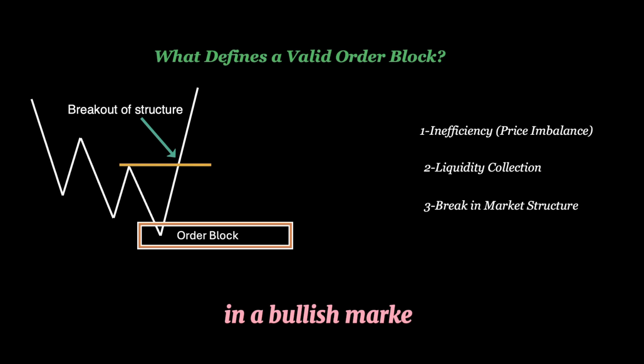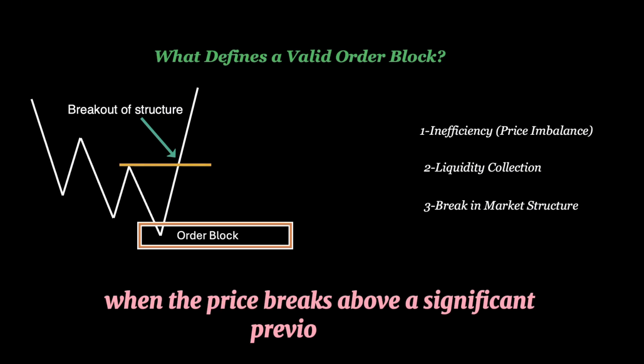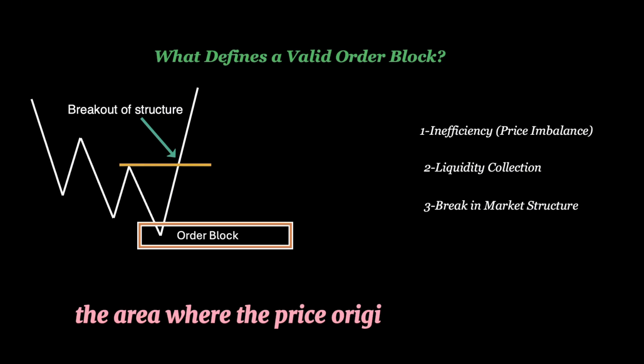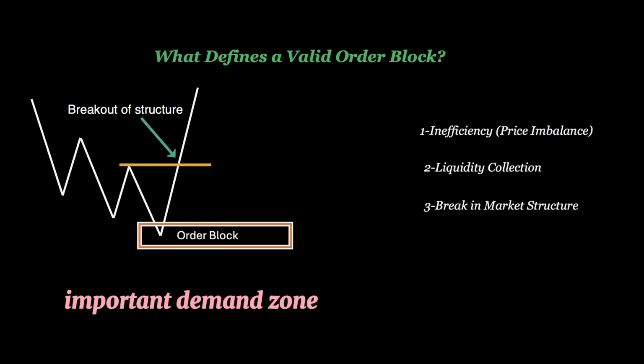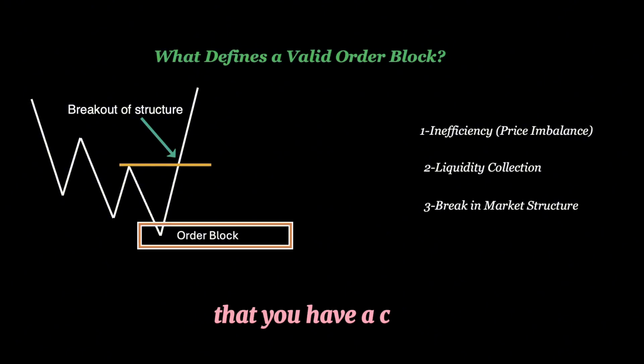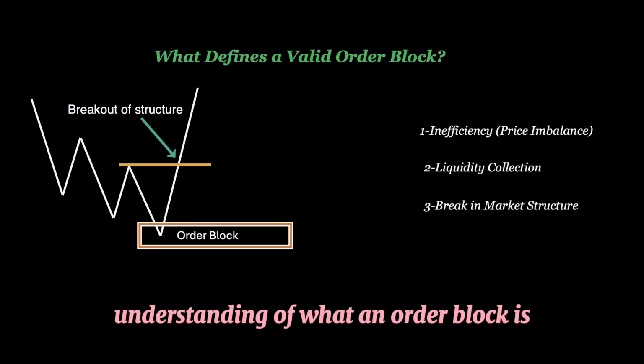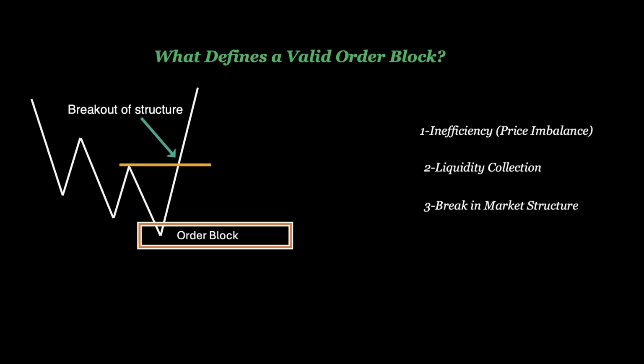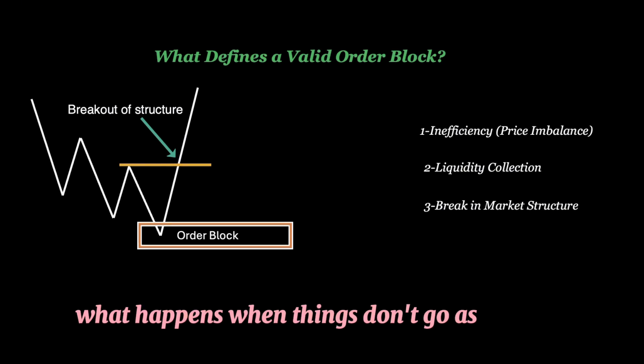In a bullish market, when the price breaks above a significant previous high, the area where the price originated becomes an important demand zone, known as a bullish order block. Conversely, in a bearish market, when the price breaks below a key low, the area of supply that caused this breakdown becomes a bearish order block. So, now that you have a clearer understanding of what an order block is, and how to spot one on your chart, let's discuss what happens when things don't go as planned.